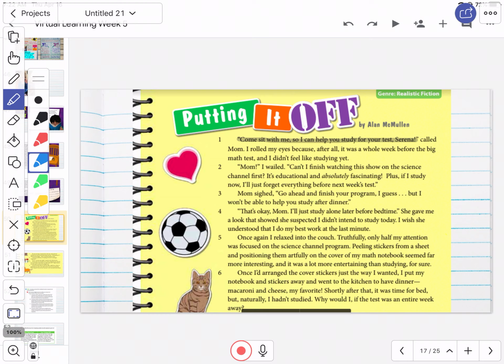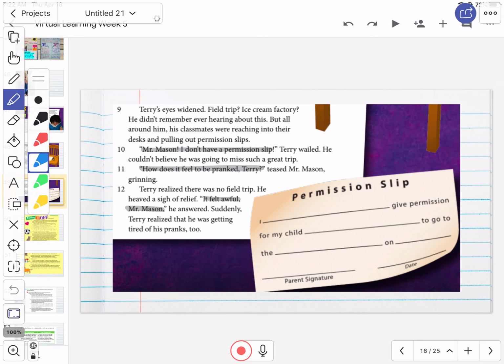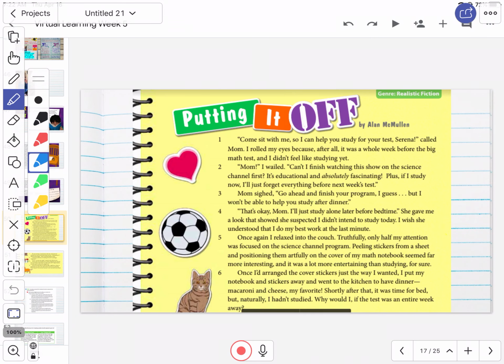Okay, so what are my first person words? I rolled my eyes. After all, it was a whole week before the big math test, and I didn't feel like studying anything yet. So I've already determined that this one is told from first, and the other text is told from third. Okay, let's go ahead and read, and then I'll stop the video and we'll start on our questions.